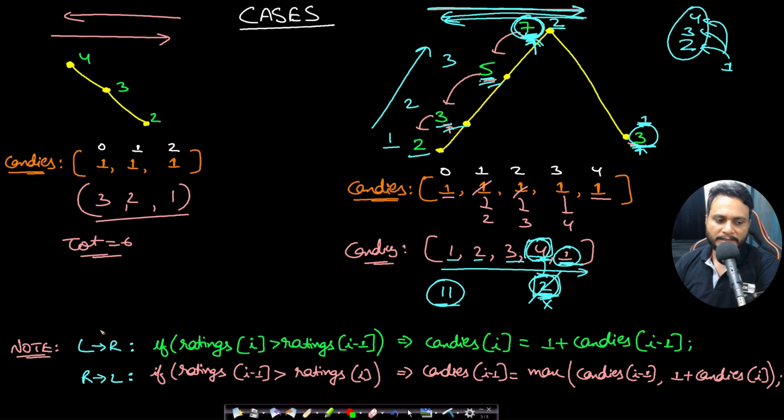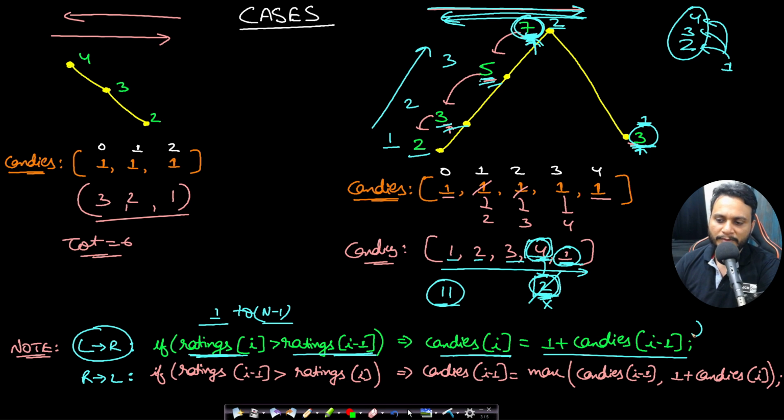So you can say that when you do left to right parsing, you have to check rating set I with rating set I minus 1, where you start from 1 and go till n minus 1, which is the last index. And you check candies at I: if rating set I is greater than rating set I minus 1, then candies at I will be 1 plus candies at I minus 1. This one is pretty obvious from our dry run.